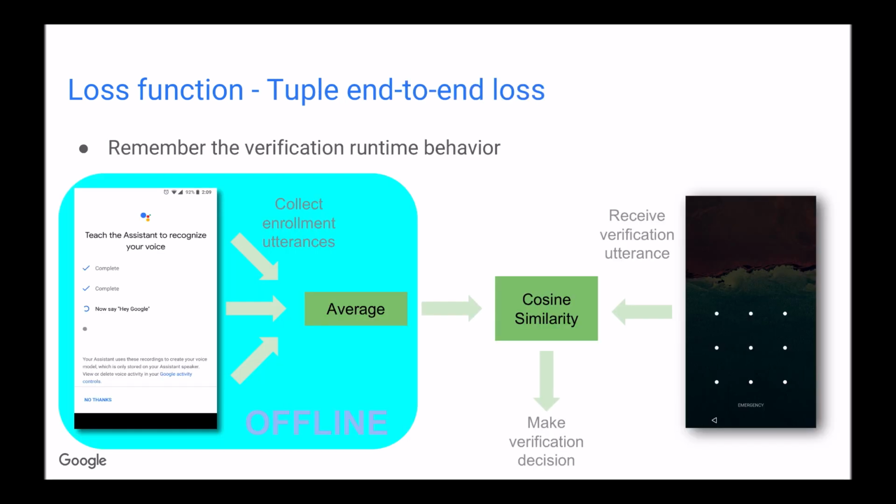So let's recall what happens in the runtime application. During enrollment, we collect multiple enrollment utterances from the user and average the embeddings. And at verification time, we compute the cosine similarity between the embedding of the verification utterance and the averaged embedding of the enrollment utterances to make our verification decision. The triplet loss didn't consider the enrollment process of a speaker recognition system.